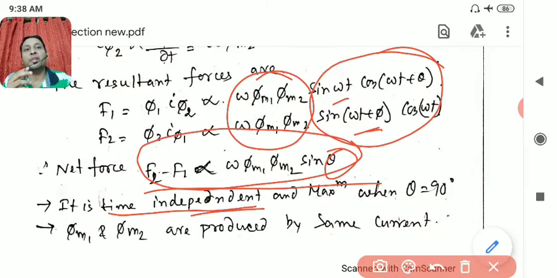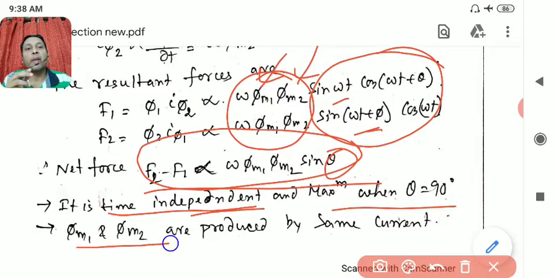If you fix your phi 1 and phi 2, they will depend on the CT current, so it is fixed. Your frequency is also fixed. Phase shift is also fixed. How much phase shift you are given, 30 degrees, 60 degrees, that is also fixed. So a fixed force is always applied on the disc, so the disc can rotate. And it will be maximum when theta is equal to 90. If you want more torque, then you have to increase the theta.